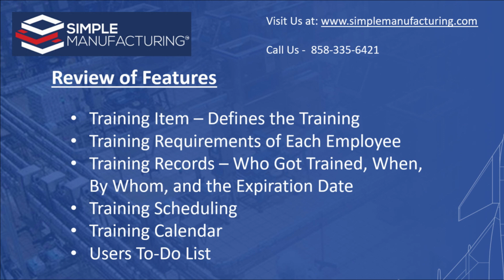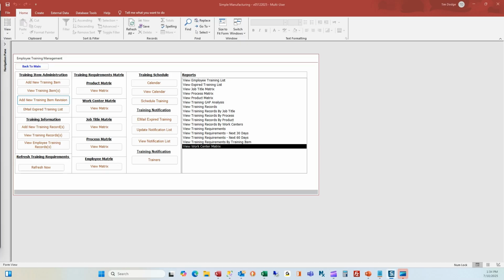Let's review the features of this training management module. There is a list of training items that identify the training. The system automatically generates and updates employees' training requirements through the use of the matrix options. Training records are added, which identify what was trained, who was trained, when the training occurred, and when the training expires. Lastly, we demonstrated the training scheduler feature, the calendar, and the to-do list of logged-in users. Now let's look at some of the other features.